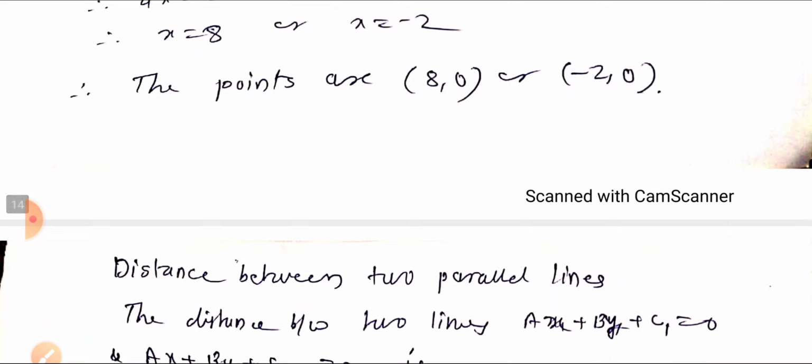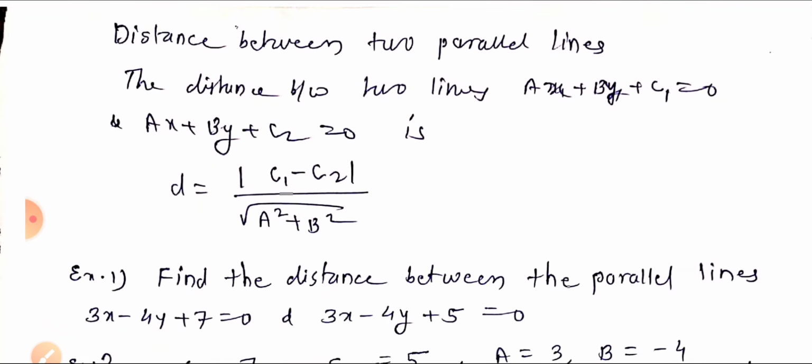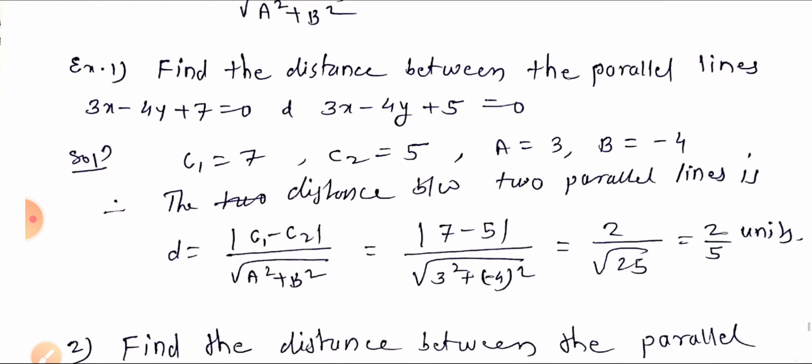Okay, so the distance of a point from the line is over. Now we next study the distance between two parallel lines. If the two lines are given as ax plus by plus c1 equal to 0 and ax plus by plus c2 equal to 0, then the distance between these two lines is d equal to modulus of (c1 minus c2) by root of (a square plus b square). So using this formula we solve the examples. Here we discuss some examples.